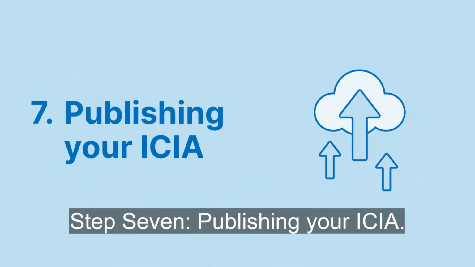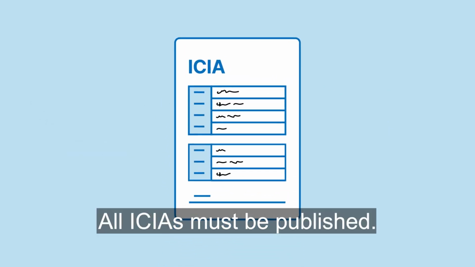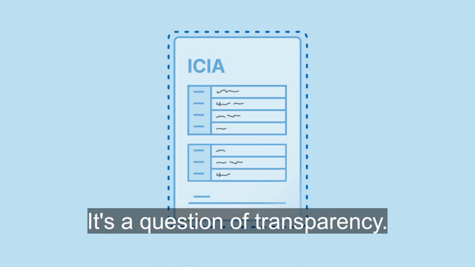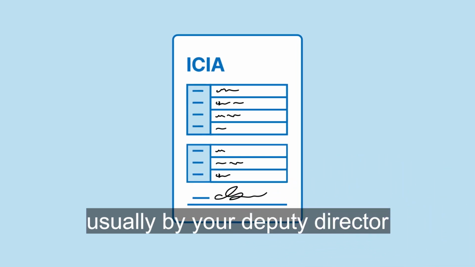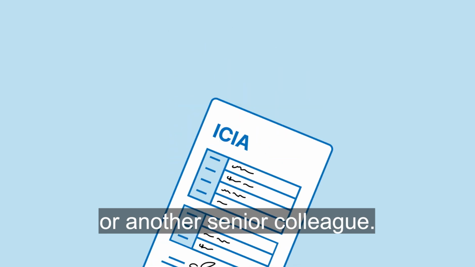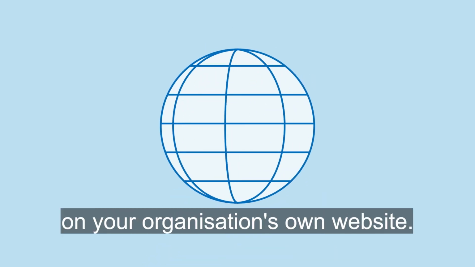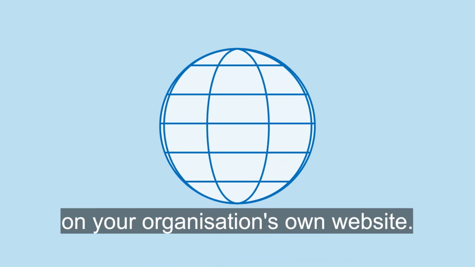Step 7. Publishing your ICIA. All ICIAs must be published. It's a question of transparency. You get the ICIA signed off, usually by your Deputy Director or another senior colleague. Then, you can publish it on your organisation's own website.